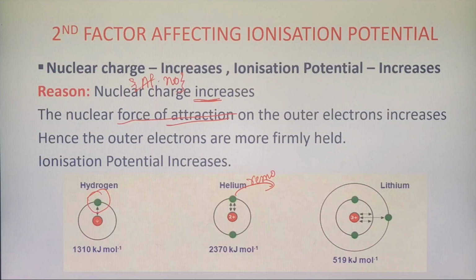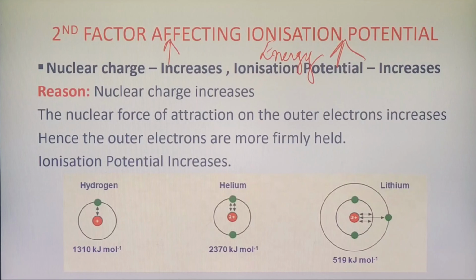And the more difficult it is, how much energy should I put here? I should put in more energy to remove an electron. So as the nucleus becomes powerful, it will hold the electron more strongly. It will not allow me to remove the electron easily. So how much ionization energy do I have to put? I have to put in more energy. So I hope the two factors affecting ionization potential are clear to you. Remember it in terms of ionization energy.